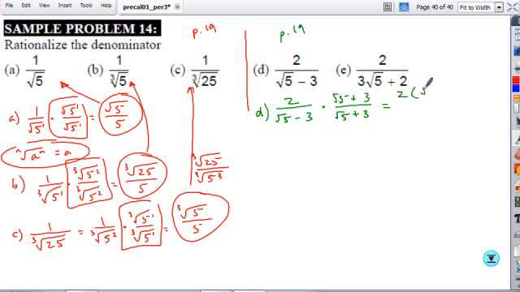So leaving it as factors is the easiest, most efficient way to approach it. So just 2 times root 5 plus 3. And then in the denominator, we use our pattern. First term squared, so root 5 quantity squared.